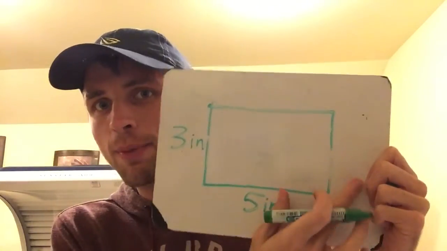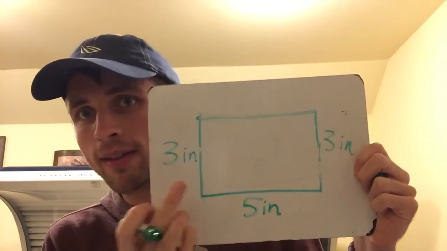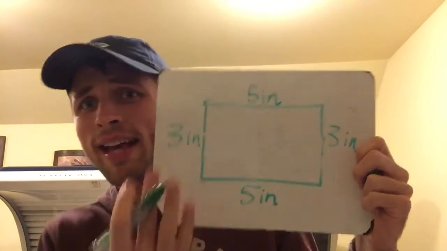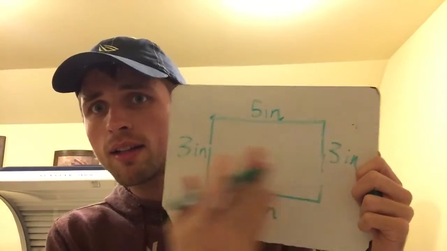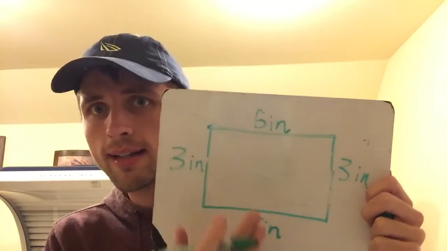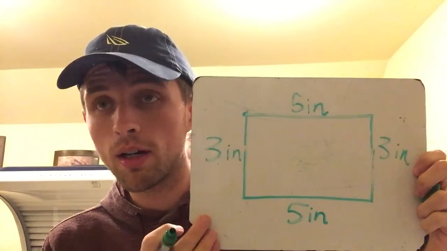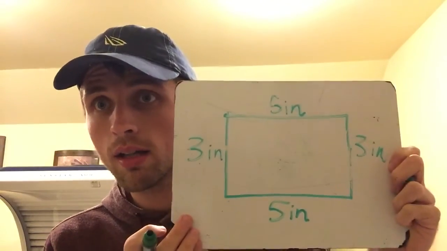If this is 3 inches, what is this going to be? 3 inches, right? And if this width is 5 inches, what does that mean this width is going to be up top? 5 inches, right? Because it's a rectangle, and a rectangle has 2 sets of equal sides. All right. Are you with me so far? Yeah? All right.